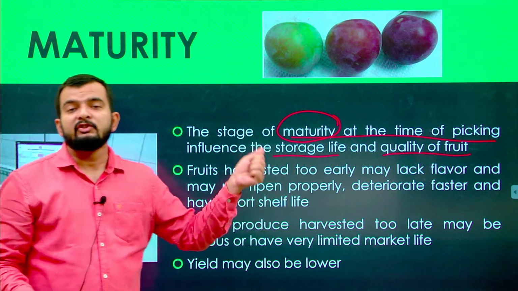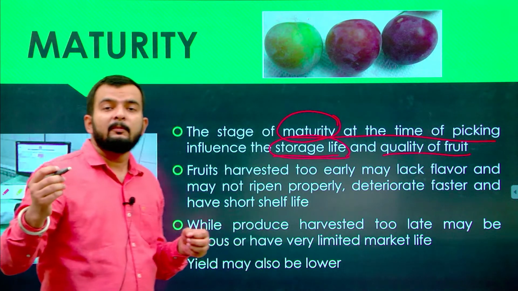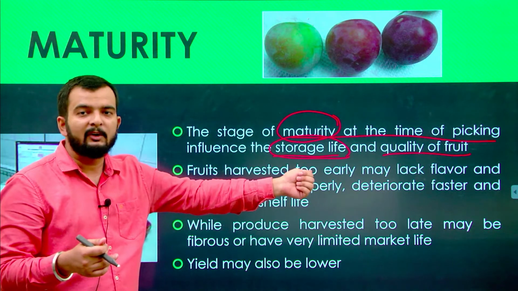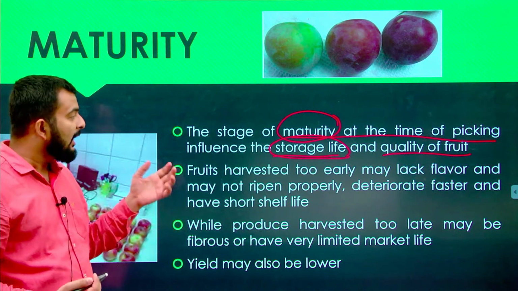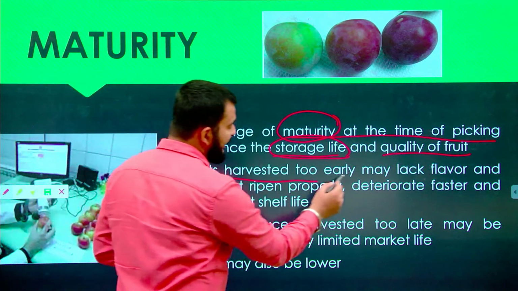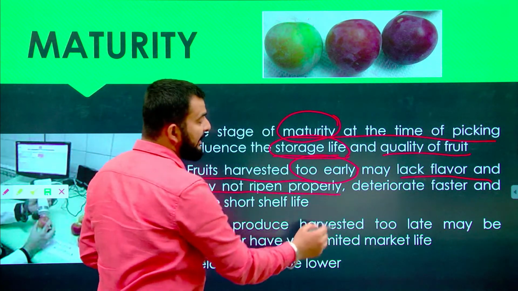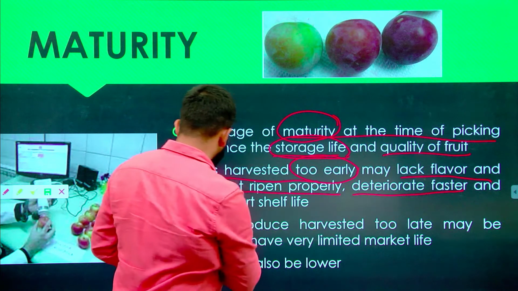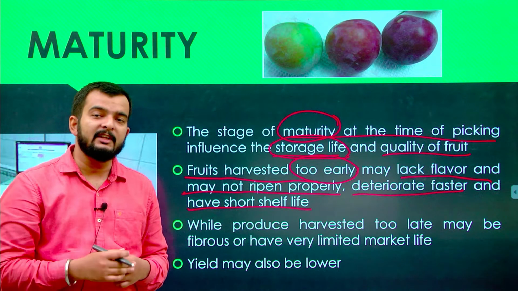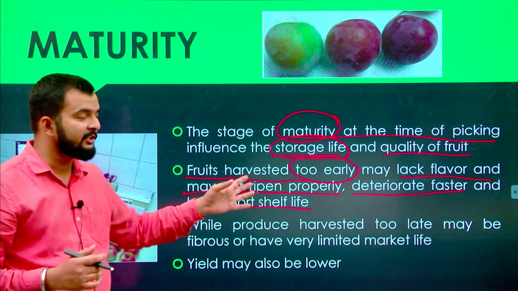Moreover, the stage at which the fruit is plucked also affects the storage life. We'll see here. When a fruit is plucked at an early stage, that is going to affect both your storage and the eating quality of the fruit. Again, if it is overripe, it will again affect. Let's see how. Fruit harvested too early may lack flavor, may not ripen properly, deteriorate faster, and have shorter shelf lives. That is, when a fruit is harvested before it is fully mature, before it is fully grown, there are a lot of disadvantages.